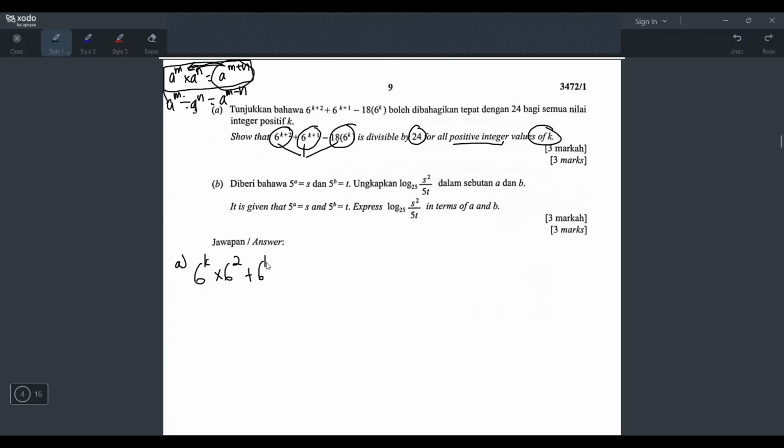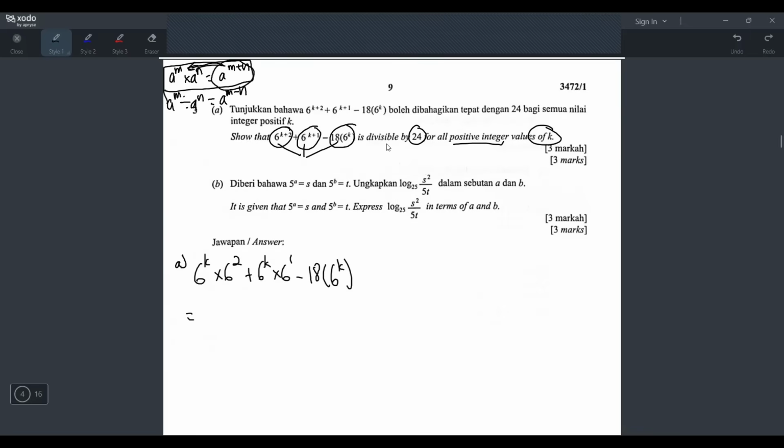So it becomes 6 power k times 6 power 1. And then the last one is minus 18. This 6 power k cannot be separated already. You can only separate when the power has plus or minus like this. But if it's just 6 power k, there's nothing you can separate. So I'm just going to write it like this, and now I will try to simplify this.